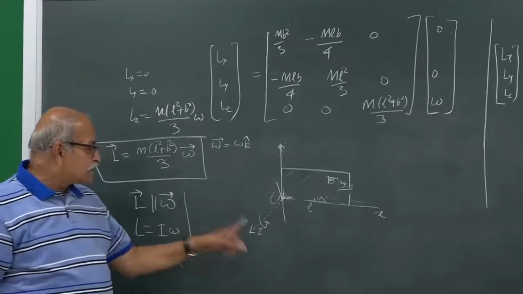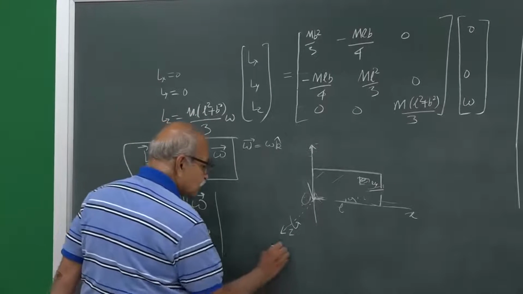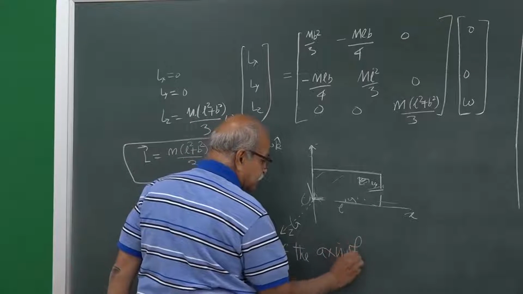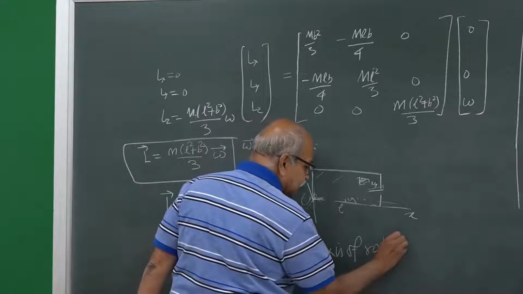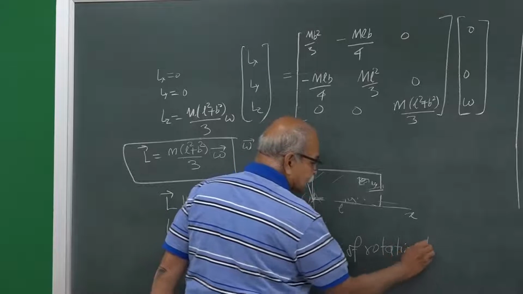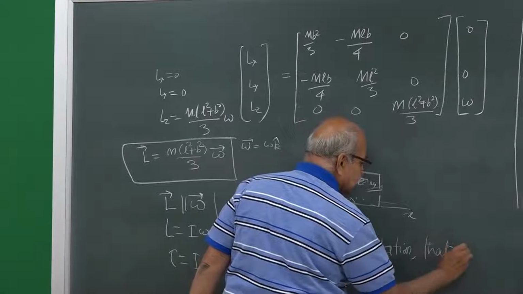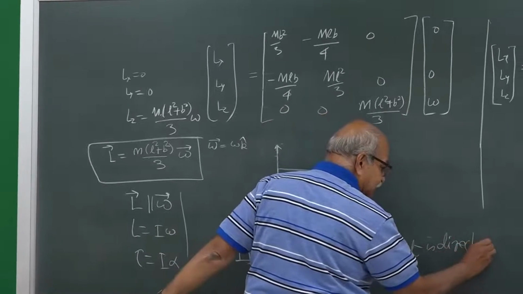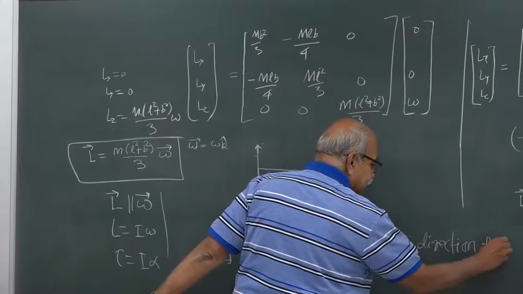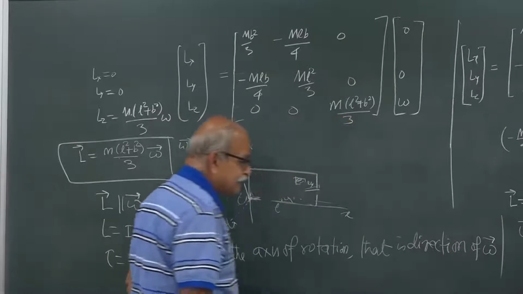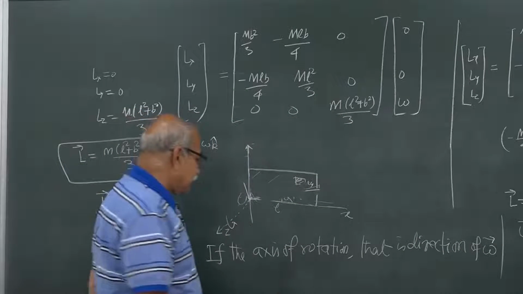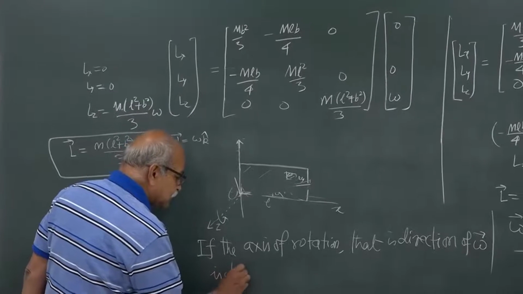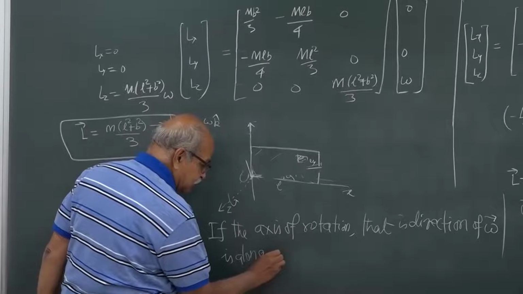But nevertheless, at this moment, if the axis of rotation is, what is the axis of rotation? Direction of omega. Remember, this need not be constant in time, it can change with time. I am talking of a certain instant. The direction of omega is along one of the principal axes.